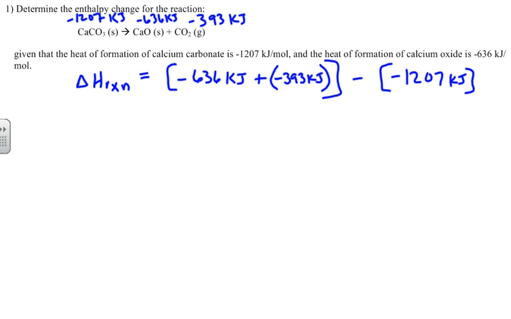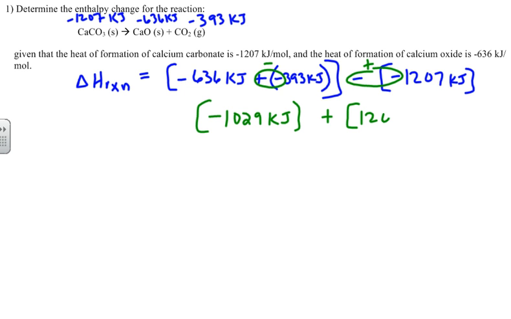Okay, so now it's just a matter of manipulating the arithmetic. When you add a negative number, you are of course really just subtracting it. So negative 636 minus 393 works out to negative 1029 kilojoules. I'm going to keep that in brackets for the moment. And then subtracting a negative, of course, what you're really doing is you're adding that number. And so what we are doing is adding 1207 kilojoules.